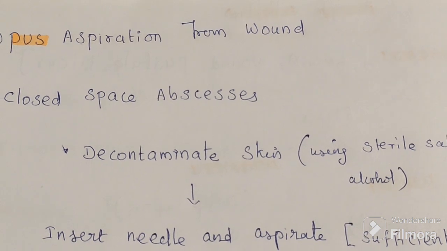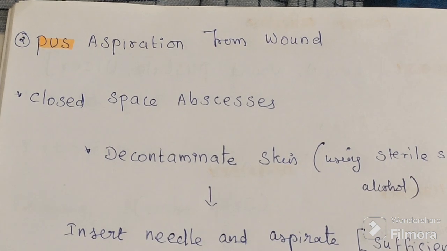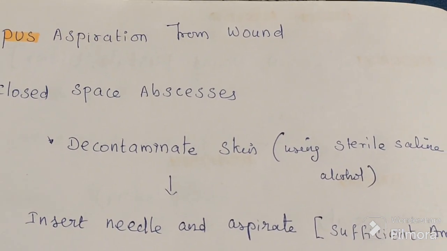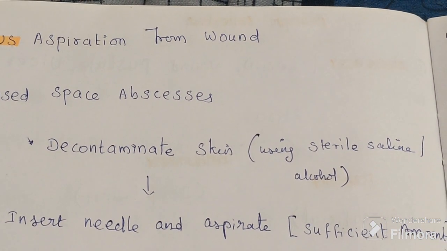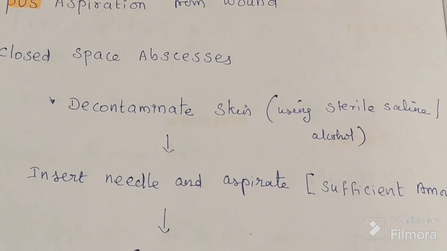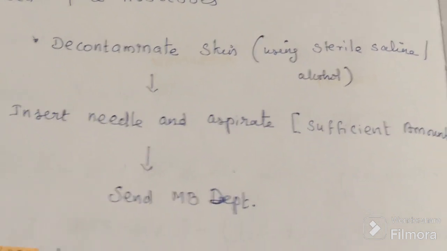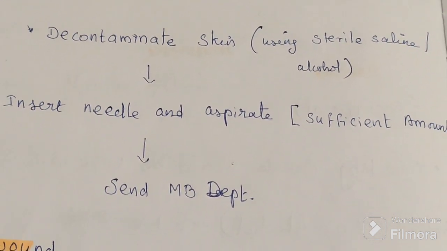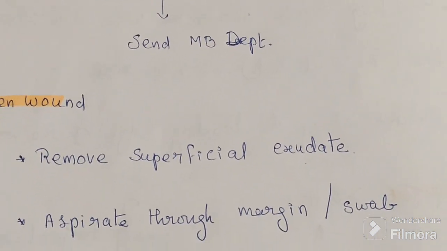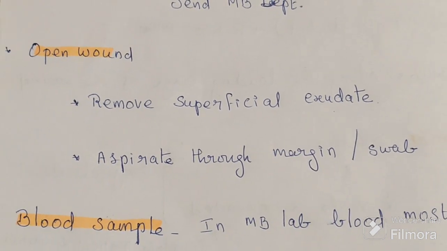Pus can be aspirated by using syringes only. In case of a closed space abscess, first the area is sterilized by using saline or alcohol, then insert the needle and aspirate a sufficient amount of pus, then transport it to the microbiology department. In the case of an open wound, remove the superficial exudates, then aspirate through the margin or use a swab.